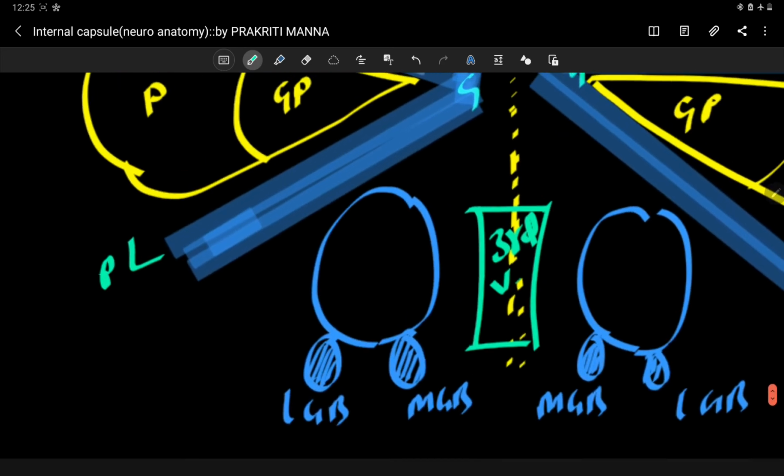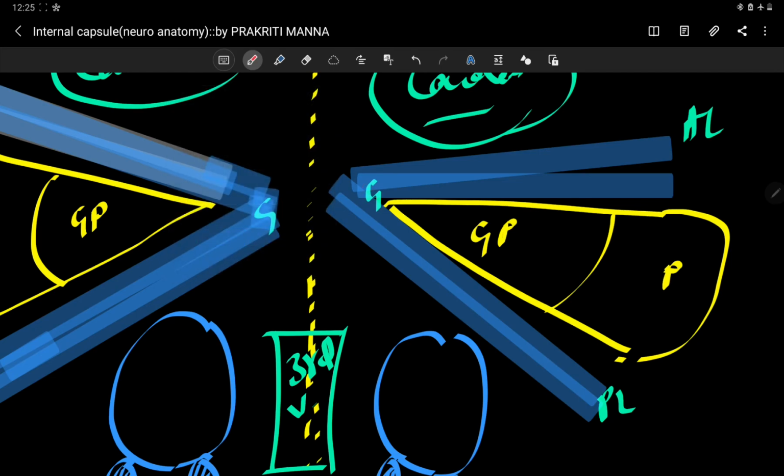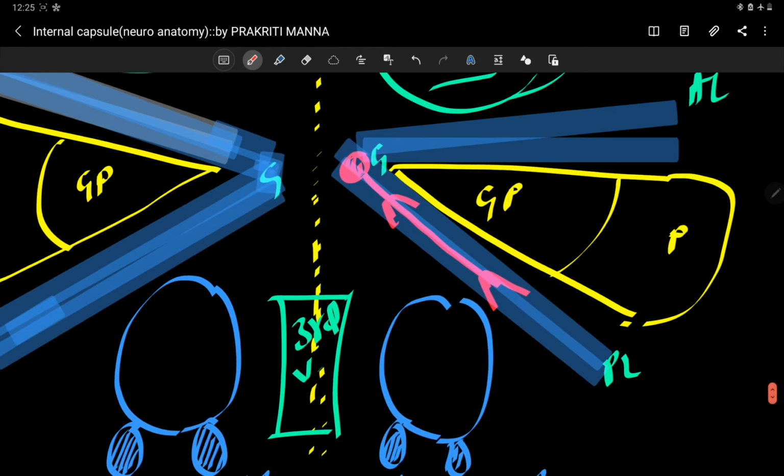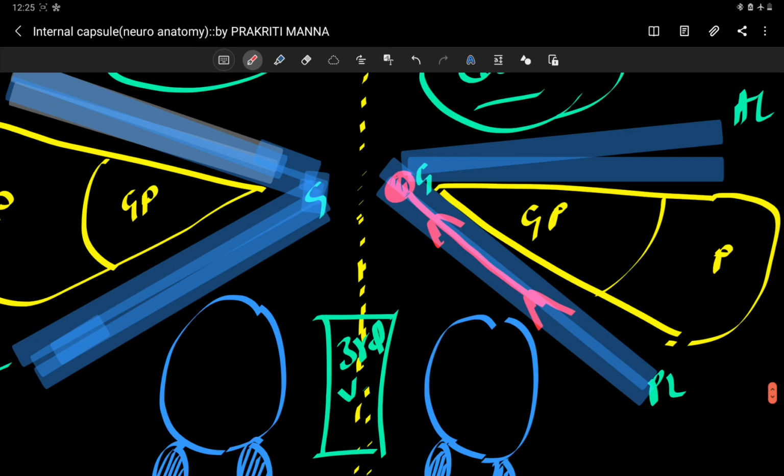Now let's draw a man, with his head at the genu of the internal capsule and his trunk, upper limb and lower limb at the posterior limb of the internal capsule. That means the muscles of the head and neck region are controlled by the corticonuclear tract, and this corticonuclear tract actually passes through the genu of the internal capsule.